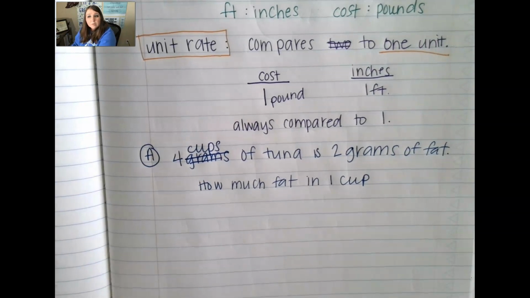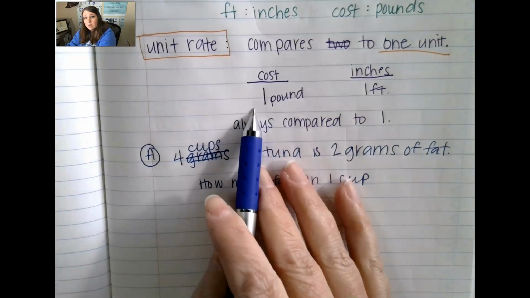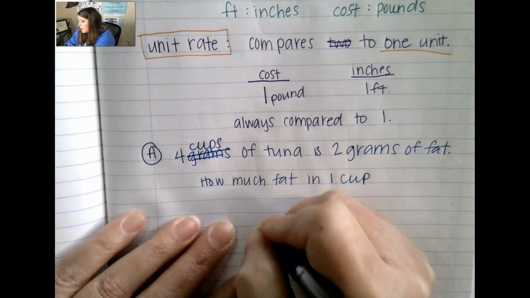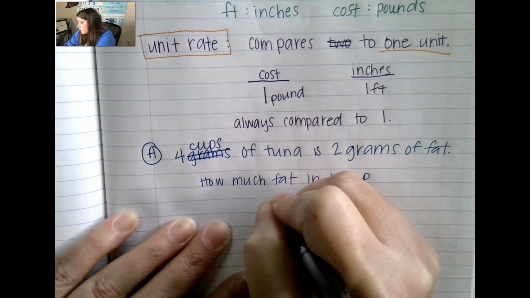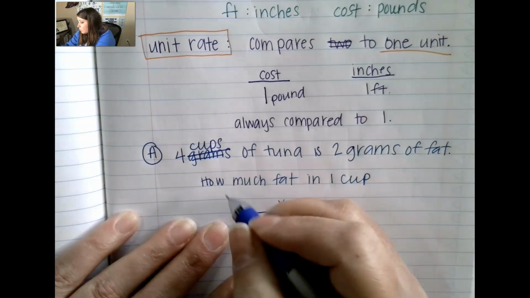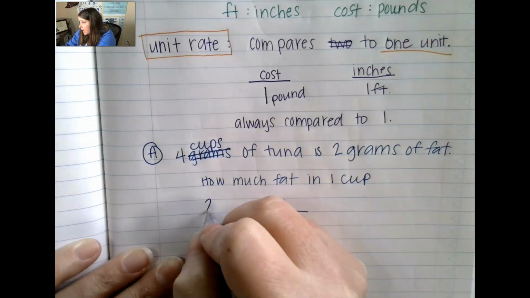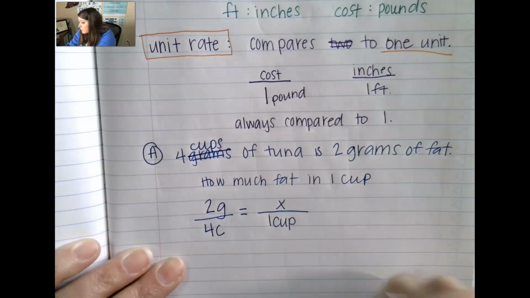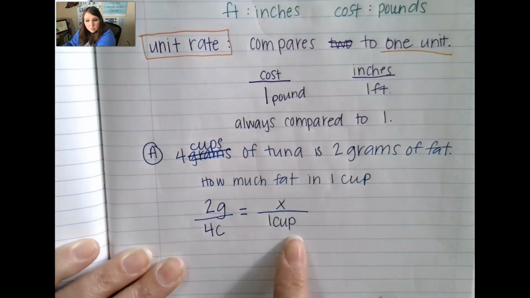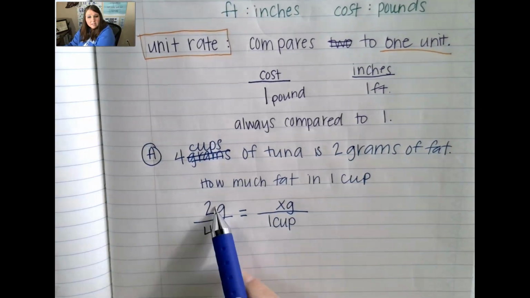So we would want cups on the bottom because we're looking for 1. 1 is always going to go on the bottom. So we would be creating some equivalent ratios. So we would have 1 cup on the bottom, and we don't know what this one is, but we're setting this up so that we have 2 grams of fat for 4 cups. So cups to cups, grams to grams. We can solve this now by dividing.